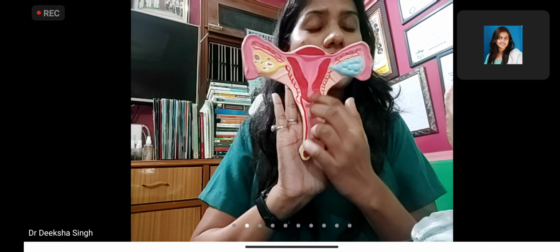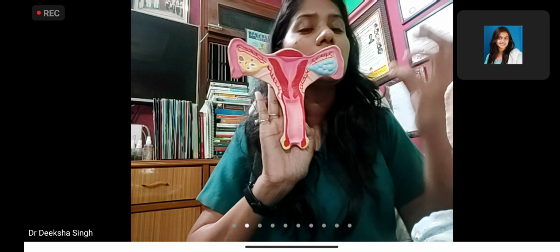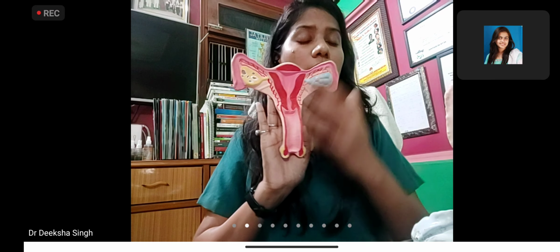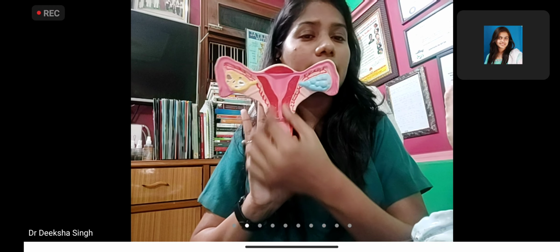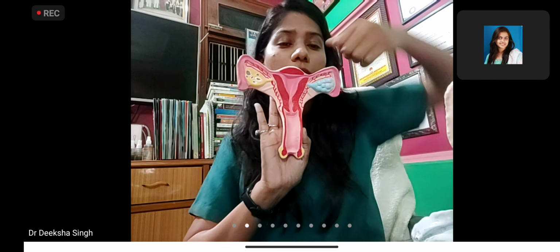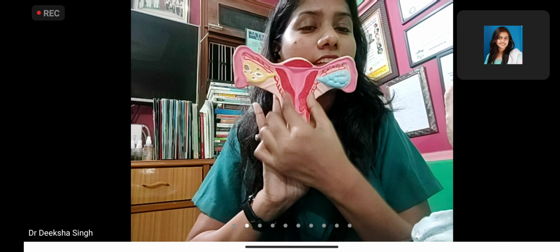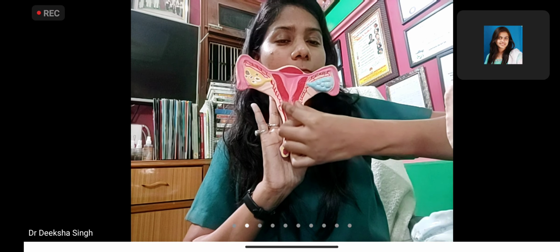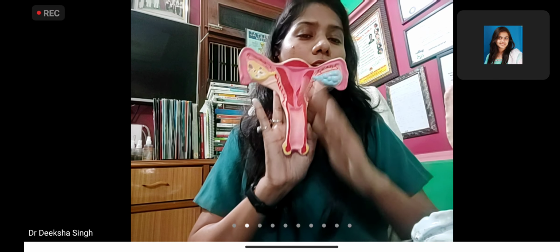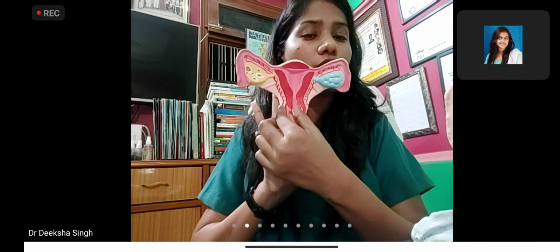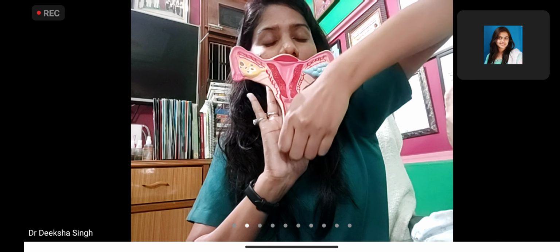Dilation of the cervix means this space is going to open, which is closed during your pregnancy due to hormonal changes. Because of hormones again, and because of the pressure, this dilation will start, and there will be a space from 0 to 10 centimeters, maximum 10 centimeters. From this space your baby will descend down to the world.